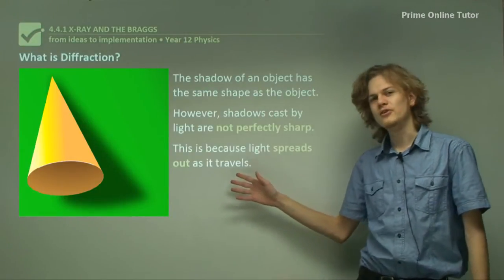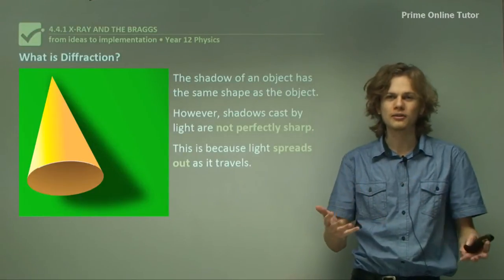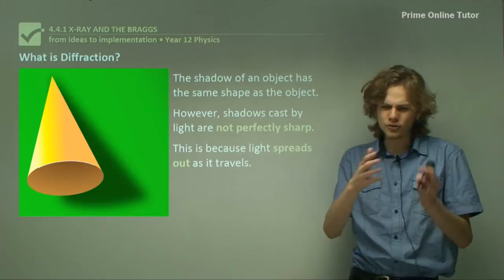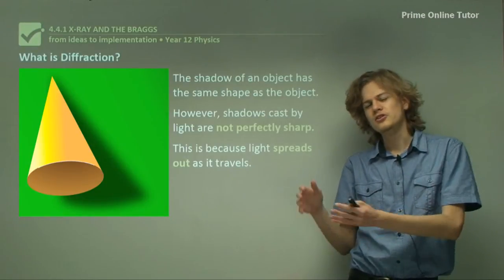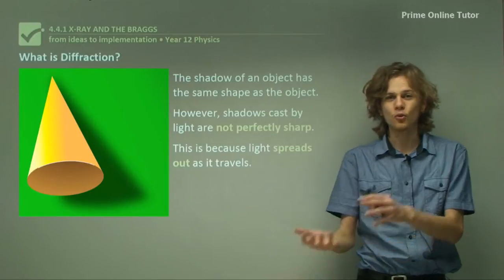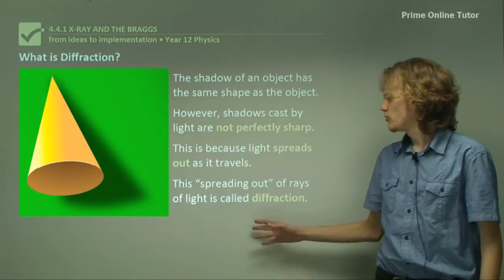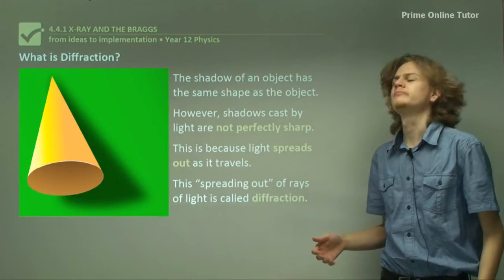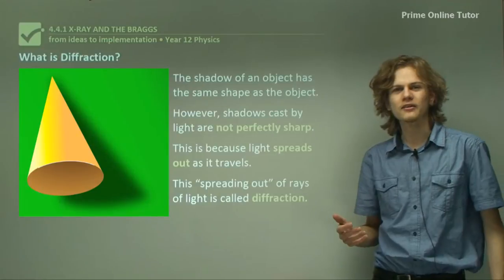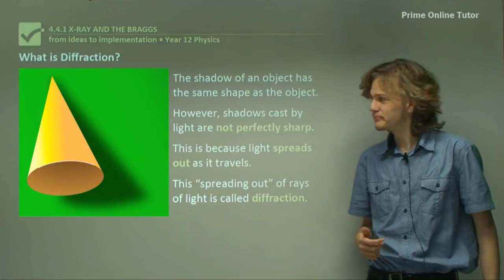And the reason for this is because light spreads out while it's traveling. So the closer something is to the surface that the shadow is on, the sharper the shadow will be. And the further away the object is, the more blurry the shadow will get. So this spreading out of light is called diffraction. And obviously it can form interesting patterns when two beams of light are spreading out near each other.